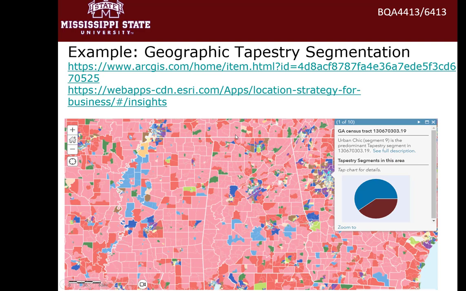So this is another little segmentation solution. This is a company called Esri, and they produce what's called geographic information systems, which is basically mapping software, but you can put business information on these maps. And this is a map of the Southeast USA, and we have consumer segments overlaid onto that map.